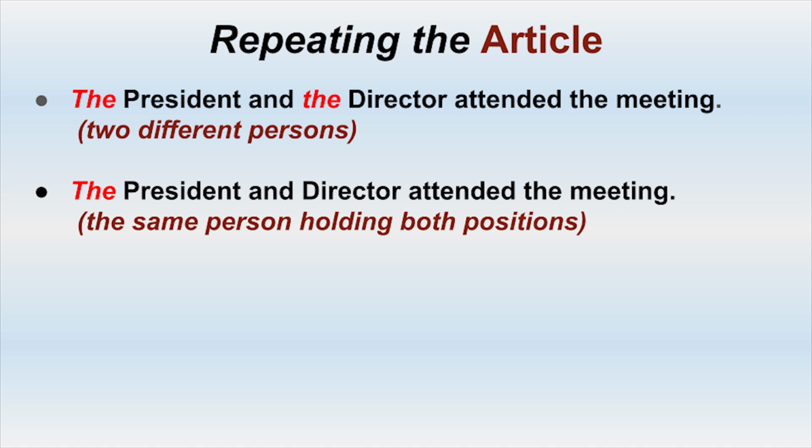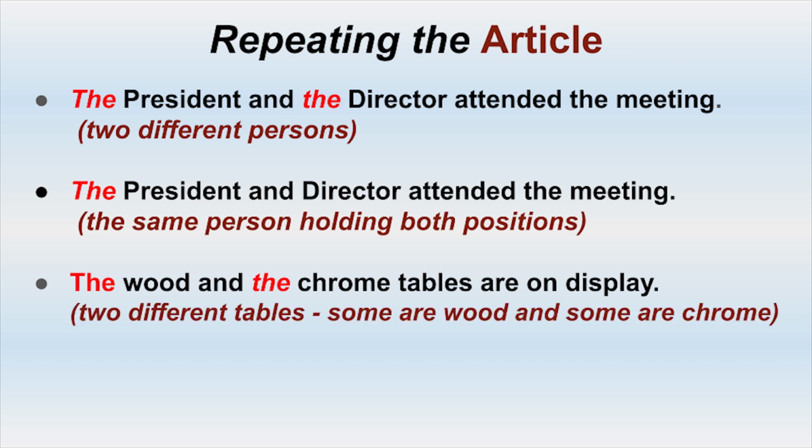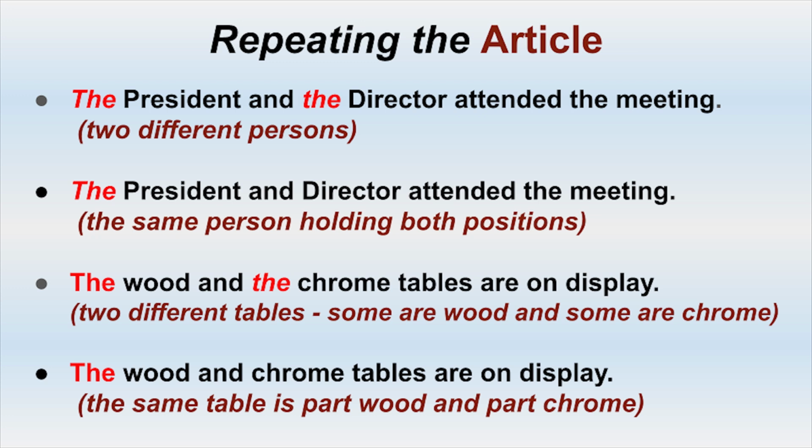Let's look at another example. The wood and the chrome tables are on display. The article the is repeated, so we are speaking of two different tables. Some are wood and some are chrome. In the next sentence, the wood and chrome tables are on display. The same table is part wood and part chrome, so the article the is not repeated.